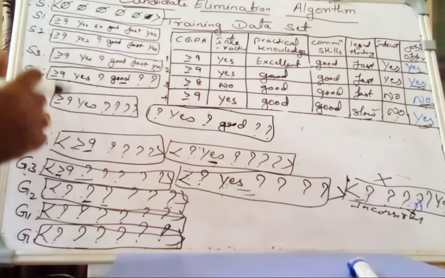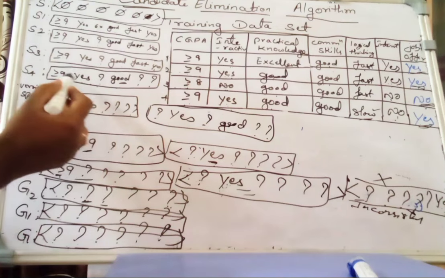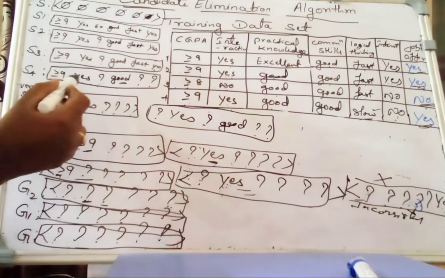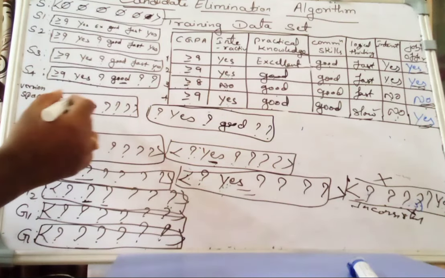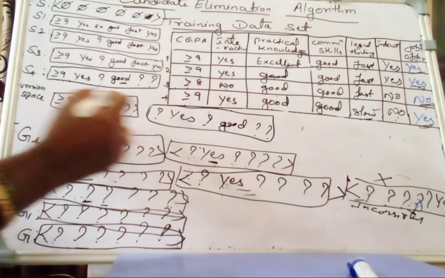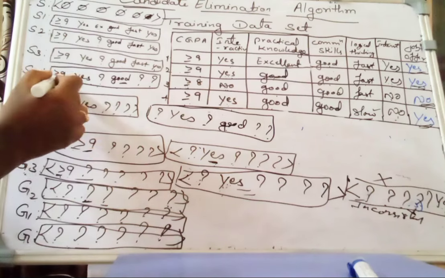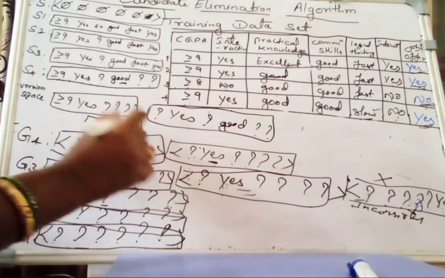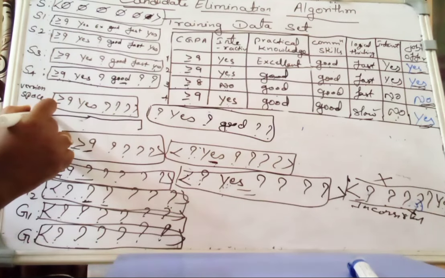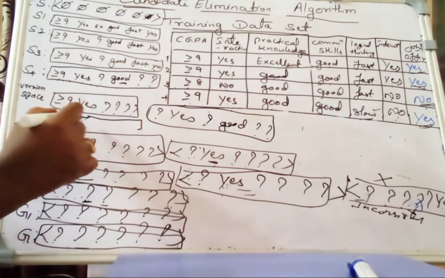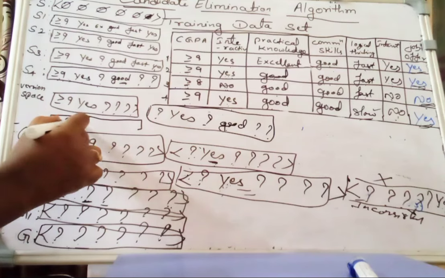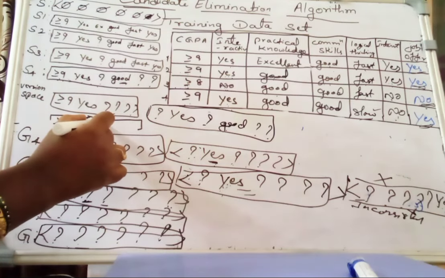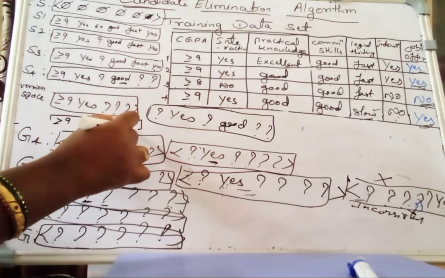Then what is the next possible hypothesis I can generate? I can generate one hypothesis like this, greater than or equal to 9, one more combination. For yes, we wrote the same using good and greater than or equal to 9, and good. These three also can be combined. So I am generating one more new hypothesis: greater than or equal to 9, question mark, good, question mark, question mark.